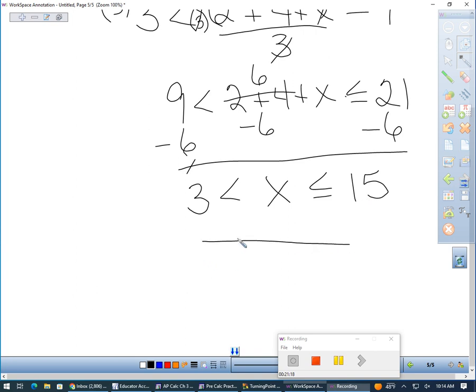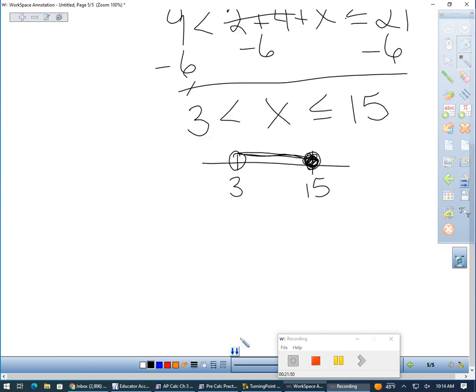On my number line, at 3, do I have an open or closed dot? Good. At 15, do I have an open or closed dot? And where am I shading this? X falls in between. Remington? It goes in the middle. Exactly. Goes in the middle. X is greater than 3, and X is less than or equal to 15. Interval notation is a parenthesis 3 to 15 with a bracket. Very good.